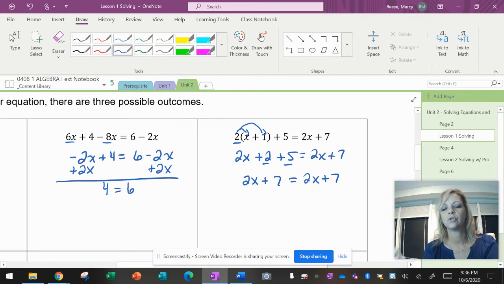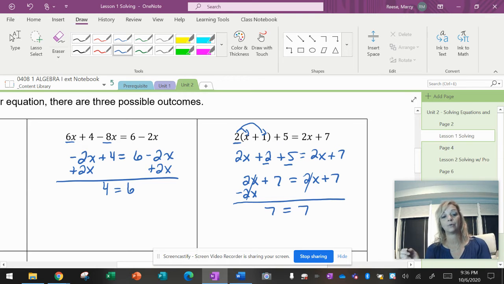As you start, you think, okay, I've got to get the x's together. So I'm going to move this 2x from the right over to the left, doing the opposite. And look at that, they cancel out on both sides. Then I've got 7 equals 7.